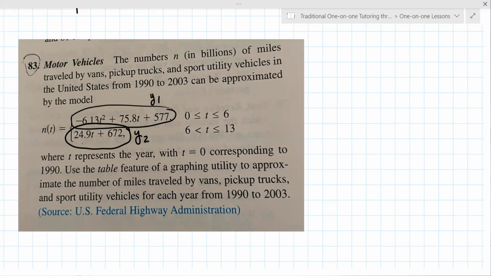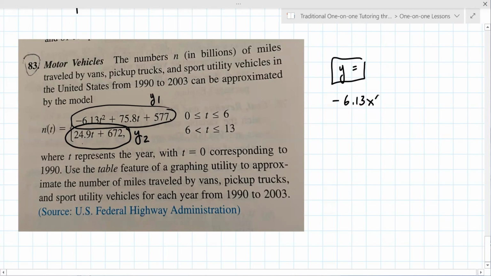You've got a y equals button on your calculator in the top left, hopefully. You press that, and instead of putting t, you're going to use x. So it's going to be minus 6.13 x caret 2 plus 75.8x plus 577. That's in y1. y2 will be 24.9x plus 672. You do not have to graph this.